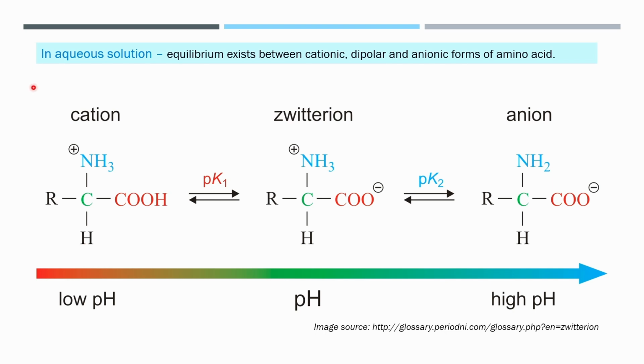Now, if we have a solution of amino acid and we don't know which form of amino acid is existing in it, we'll simply measure the pH of the solution. If the pH comes out to be very low, that is acidic pH, the cationic form of the amino acid would be predominant. If it's neutral, we'll have the Zwitter ionic form, and if the pH is high, that is a basic solution, so the predominant form of the amino acid would be the anionic form.